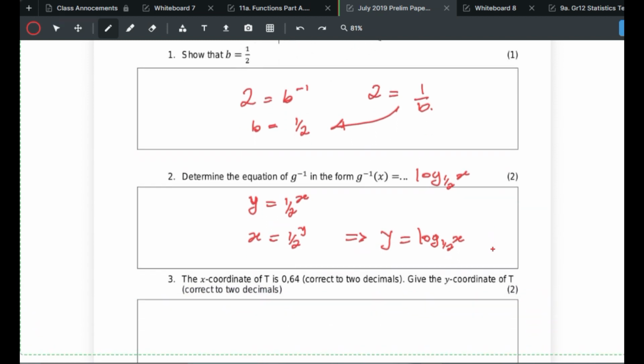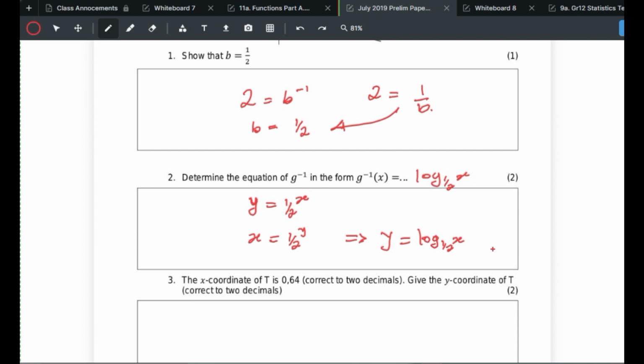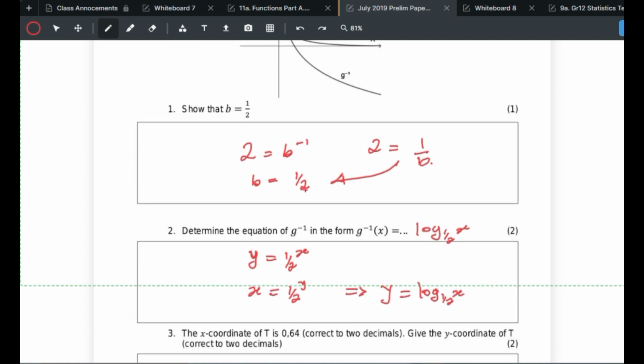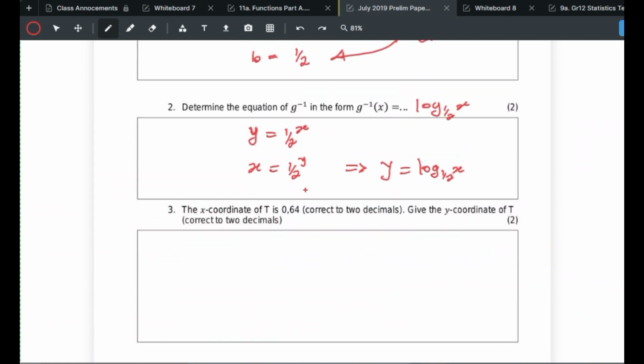Okay. Now question 3 says the x coordinate of t is 0.64. Give the y coordinate of t correct to two decimal places. Here that's the point of intersection, right? So what do you think we do to find our point of intersection? Equate both equations. Okay, but normally if you don't have the x and you don't have the y, you're absolutely right. You equate both equations and it helps you get your x. And remember, your x helps you get your y, right?